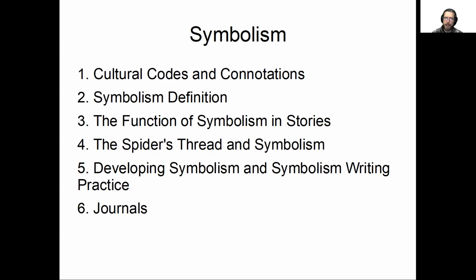Hello everyone. In this video lecture, we're going to be talking about symbolism, the way in which we employ symbolism in our creative writing assignments. First, we're going to look at cultural codes and connotations. In other words, connotations are just things that we think of or things that are associated with the words, the images, and the ideas that we present inside of our stories or that we hear and see in everyday life.